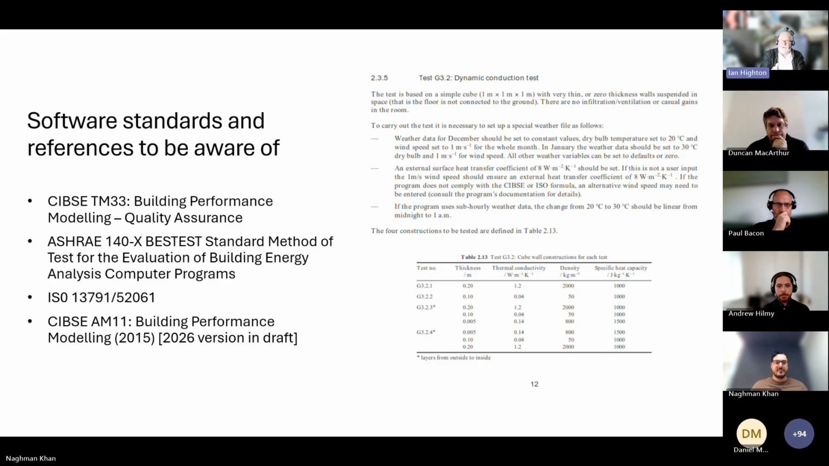ASHRAE 140-1 is interesting because it's not a prescriptive test. You just do the runs and you don't have to hit certain bands, whereas with TM33 you have to hit the bands. So 140-1 is very useful and very interesting, but we use it for internal testing between releases to just make sure we haven't chucked a bug in there. 13791 is not so much of interest to most users, I would suggest, but that's where the concrete cube came from, basically. And AM11, I thankfully know very little about AM standards. So anybody else want to jump in with AM11?